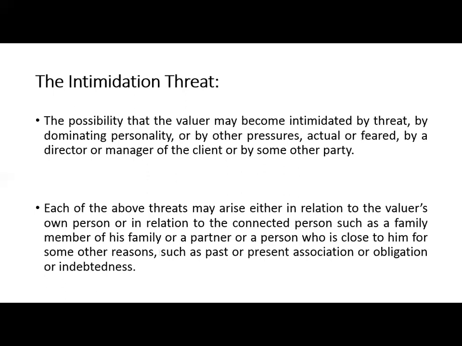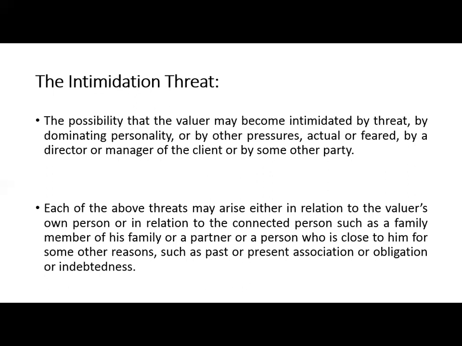Intimidation threat, आप उससे इंटिमिडेट हो गए. The possibility that the valuer may become intimidated by the threat by dominating personality or by some other pressures, whether it is actual or feared by a director or manager of the client or by some other parties. So you should not be intimidated to that extent that your independence has gone, your objectivity has gone.